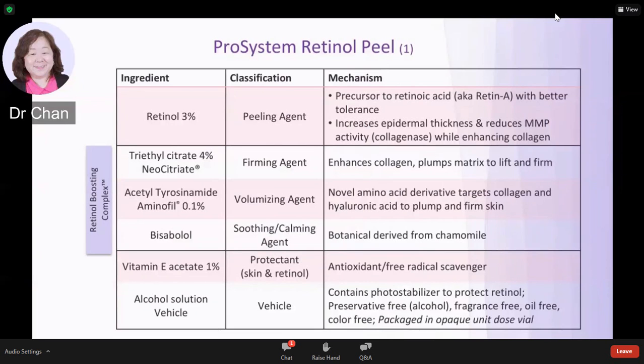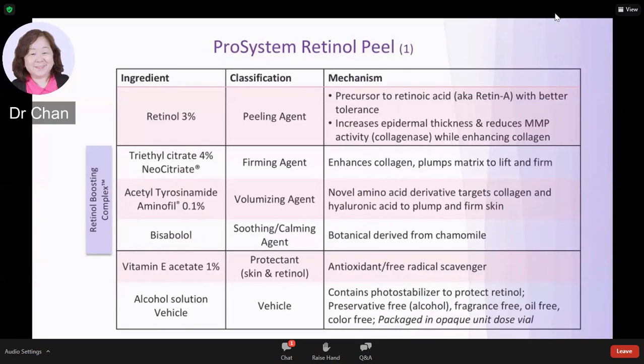The Pro System Retinol Peel is also incorporated with a unique patented retinol boosting complex, which consists of Neocitrate, Aminophil, and Bisabolol. Neocitrate is a firming agent. It enhances collagen, plumps up the matrix to give a lift and firming of the skin. Aminophil is a volumizing agent. It also targets collagen and hyaluronic acid to give the plumping and firming effect to the skin. Bisabolol is derived from chamomile. It acts as a soothing or calming agent.